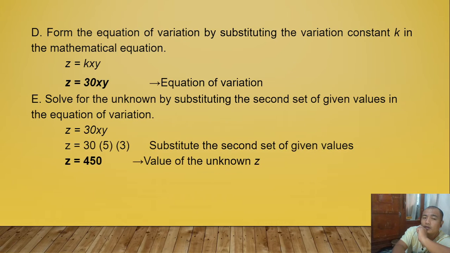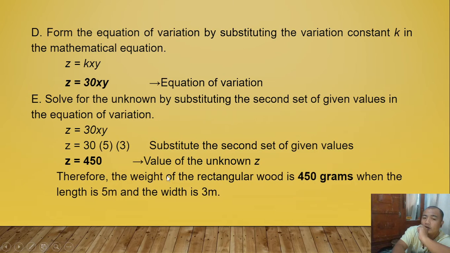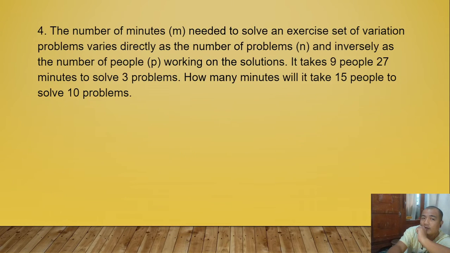The weight. What will be the weight? Substitute X by 5, Y by 3. 30 times 5 is 150, times 3 is 450. This will be the weight of the wood. So the weight of the rectangular wood is 450 grams when the length is 5 meters and the width is 3 meters. That's an example of a joint variation problem.